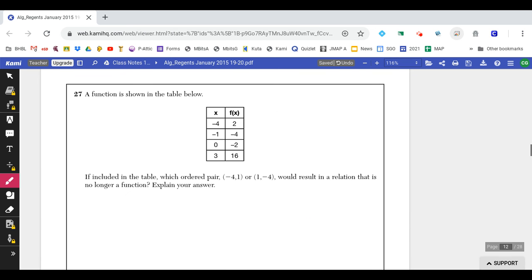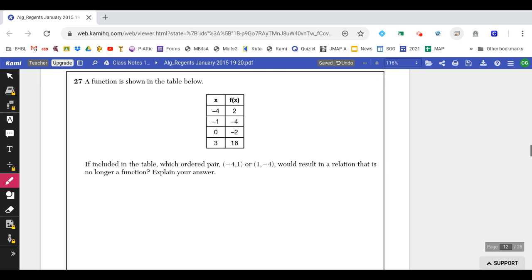Number 27. We have a function shown in our table below. So I want to know which of these ordered pairs would result in a relation that is no longer a function. So remember, when we're thinking about no longer a function, we want no repeated x values. So if I take a look at my table, the one that would give me a repeated x value is going to be my -4, 1.